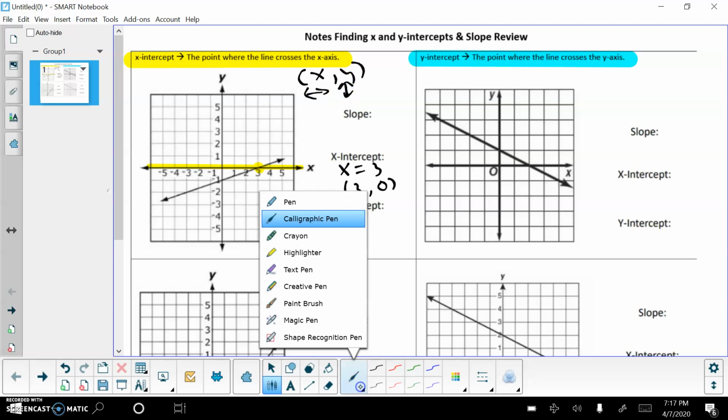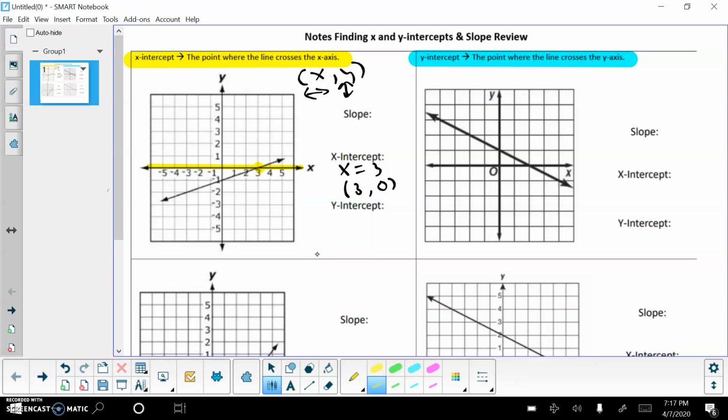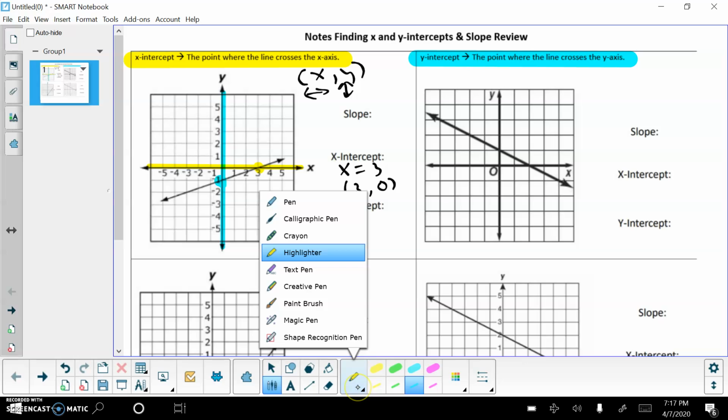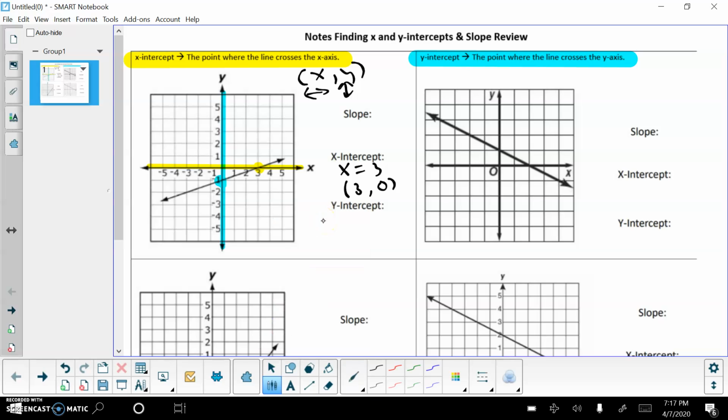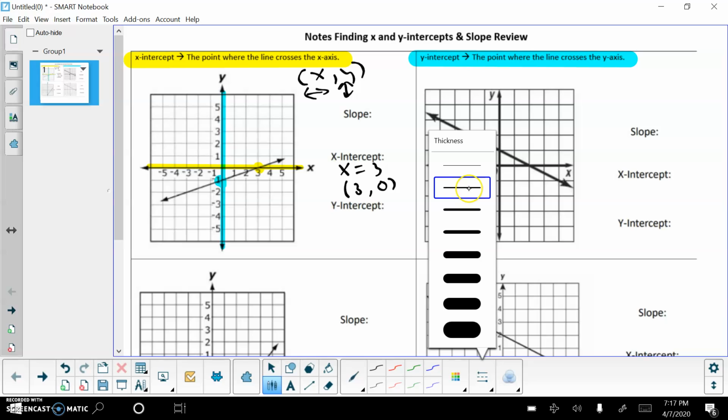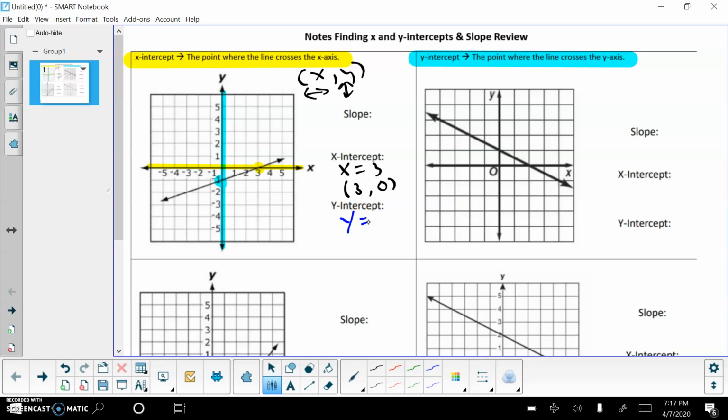Now if I'm looking for my y-intercept, I'm going to use a different highlighter for that one. It's down here. I'm going to highlight that y-axis in blue, and right here at my -1 is where it was crossing. So now I'm going to write my y-intercept. Again, some people just like to write y equals and then the number, but if we want to use coordinates, my x number would be 0, because we always start at the origin, but then it goes down 1. And down is negative, so it's 0, -1.